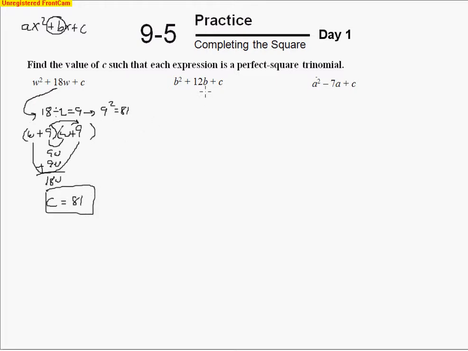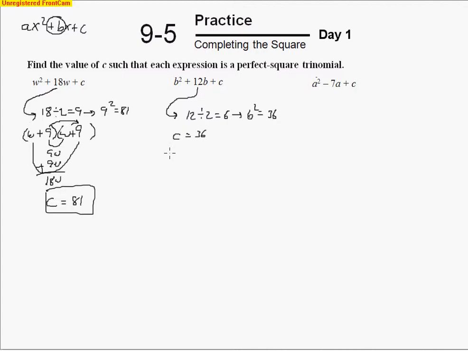Here's another example. Again, we're trying to find out what the c value is. So you're going to take this b term, and you're going to take half of it. So you're doing 12 divided by 2 makes 6. Then we said to square that number. 6 squared is 36, so our c value should be 36. Let's see if it works.